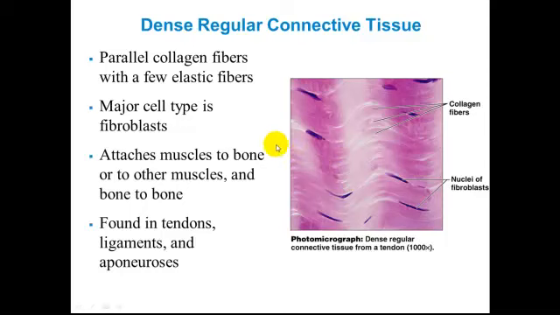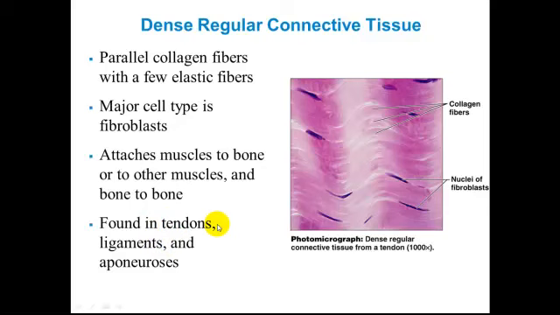Those collagen fibers give a good deal of strength. This would have a large amount of tensile strength, so if we grabbed this end and pulled, this tissue would be very strong. So we'd find it in things like tendons and ligaments, which we'll see in chapter 8. Those are going to be what connect muscles to bone and bone to bone.